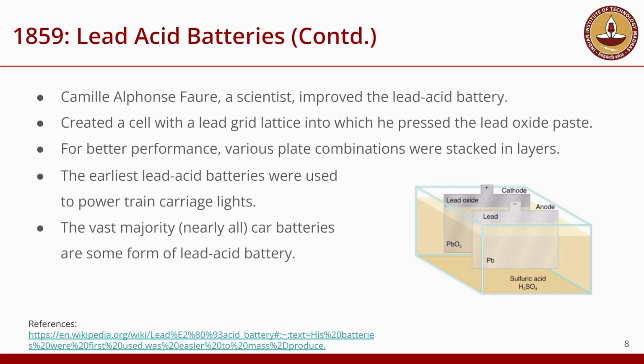The original lead acid battery was made up of two lead sheets separated by a rubber strip that formed a spiral. The lead acid batteries were and are still widely used for various purposes. The earliest lead acid batteries were used to power train carriage lights. The vast majority of car batteries are some form of lead acid battery.